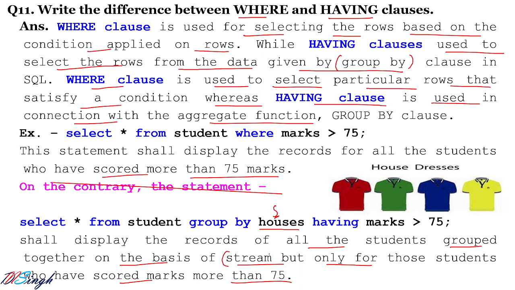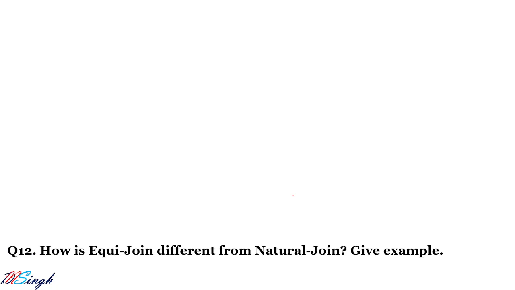Here, rather than stream, what should be written? Houses, or otherwise we can use streams also here. So streams are taken here in respect of humanities, science and commerce. Okay, streams are taken in context of humanities, science. Okay, pen is not working properly. Science and commerce. Fine. Let us move to the next question.